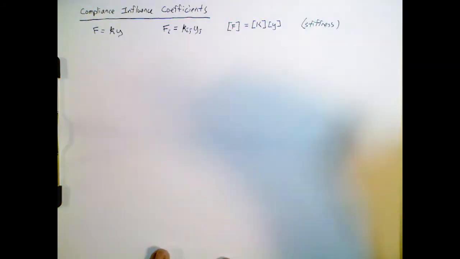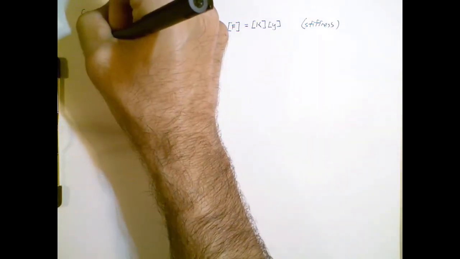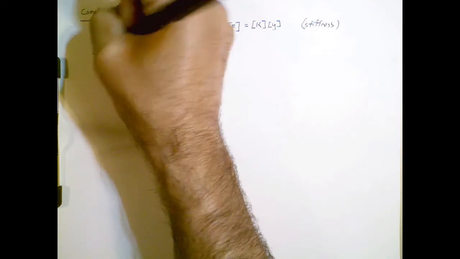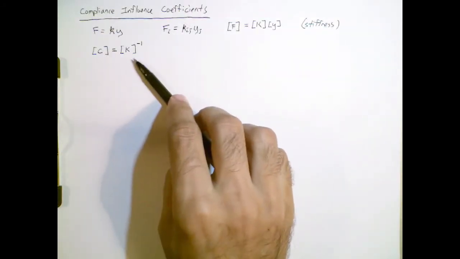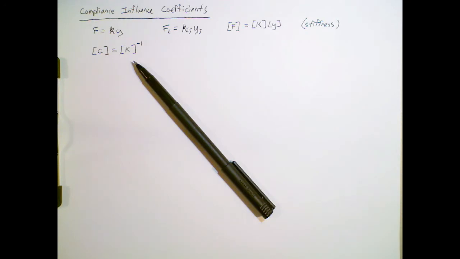So I'm just labeling there, that corresponds to stiffness. But with compliance, we can define a compliance matrix that's simply the inverse of the stiffness matrix. Now, it's not always possible to invert a stiffness matrix, as you might know. If we have a singular stiffness matrix that corresponds to a system that has what we call rigid body modes, or basically it's a mechanism.